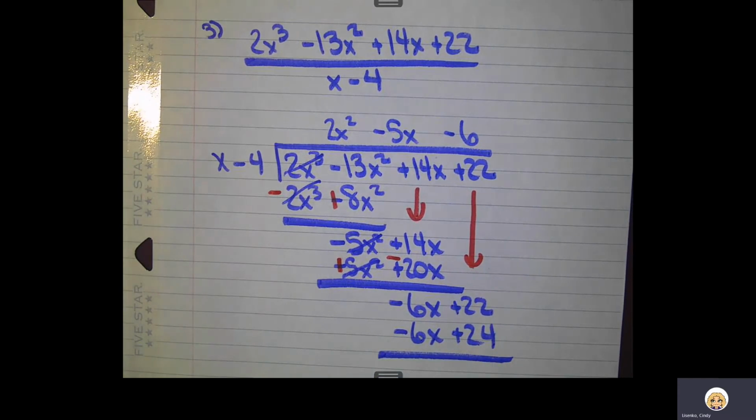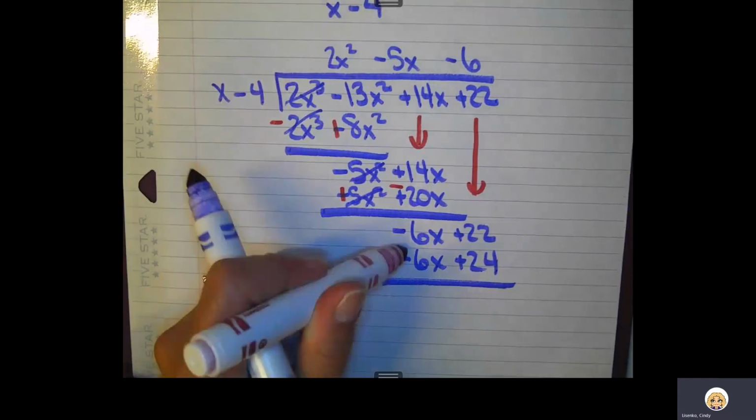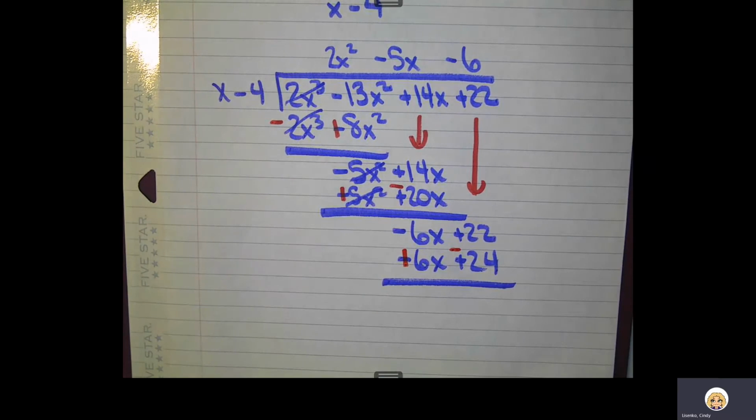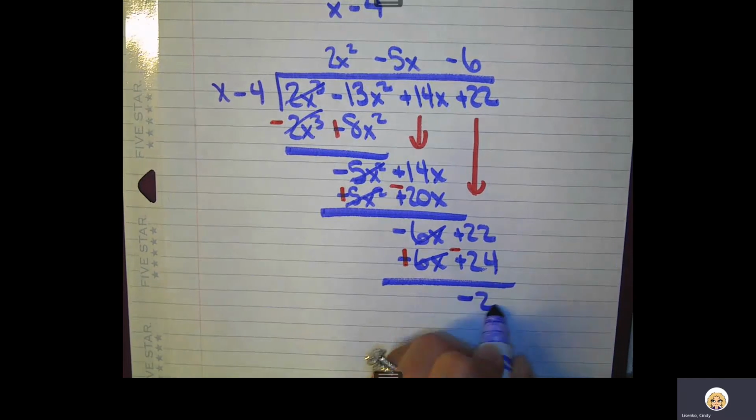Now I'm going to change my signs. So this becomes a positive, 24 becomes a negative. My 6x's cancel out. I never should have a letter left over. 22 minus 24 is a negative 2.